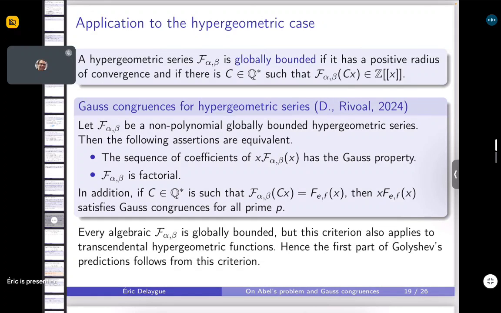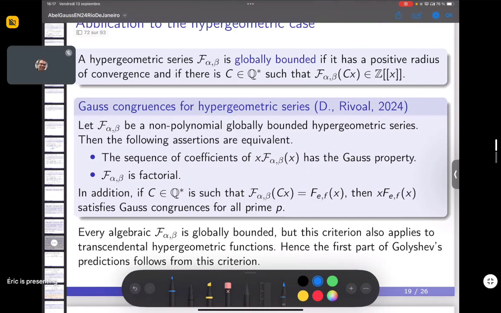So how? If we use the arithmetic criterion we stated before, we know that Abel's problem has an algebraic solution if and only if the series eta has the Gauss property. So in the case of Golyshev's prediction, the series eta is x times f, this one. And now we know that if f is factorial, then this has the Gauss property, and so Abel's problem has an algebraic solution.